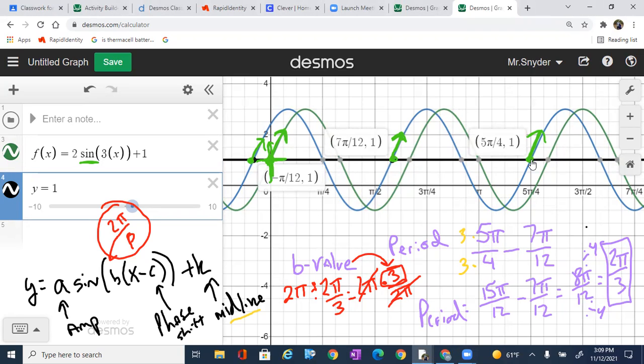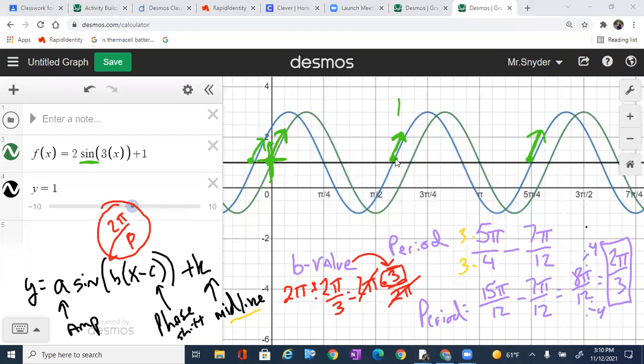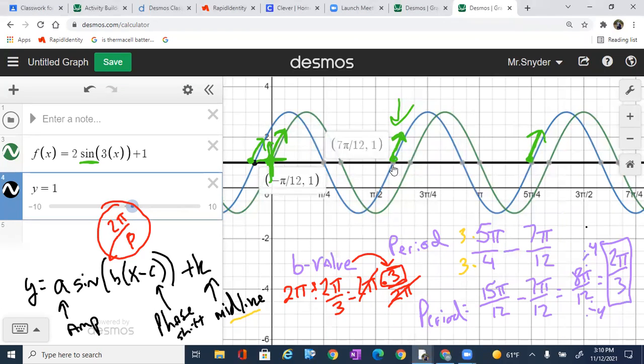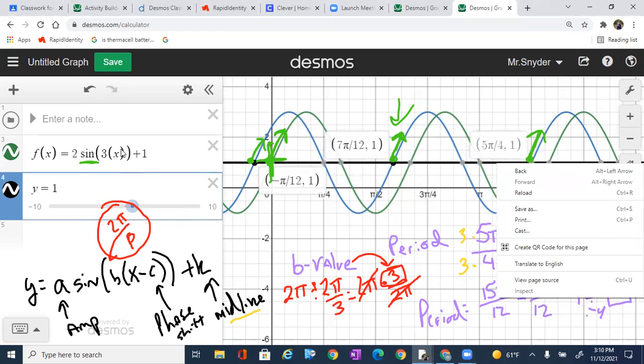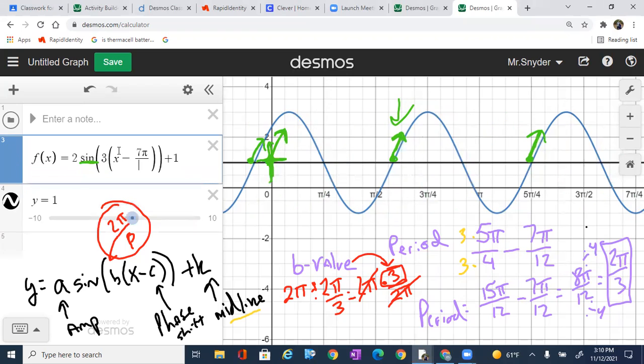I'm going to get that green graph to shift to the right to this point of 7 pi over 12. Okay, so that point right here, 7 pi over 12, right there. So let's go ahead and do that. When I shift it over to that point, 7 pi over 12, I'm moving it to the right. So I'm just going to simply write minus 7 pi over 12. And guess what? It overlaps it. And that just brought the starting point over here.